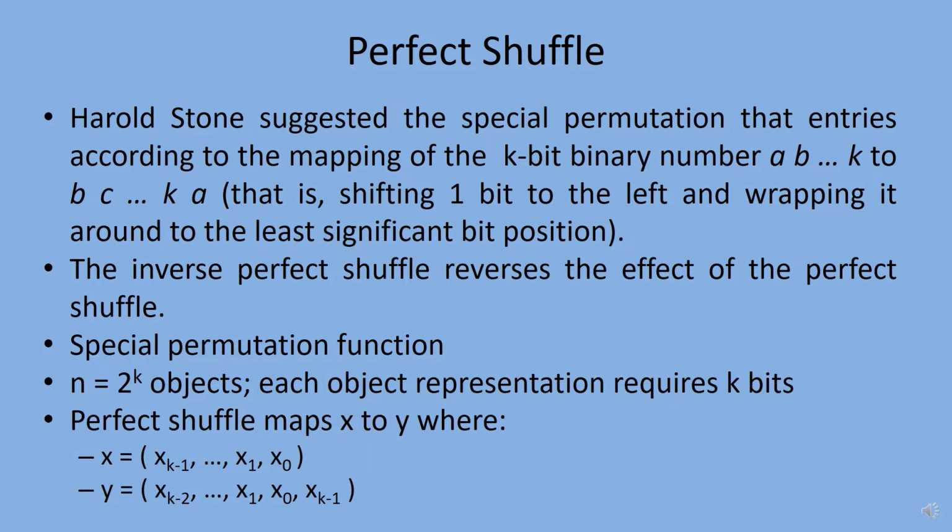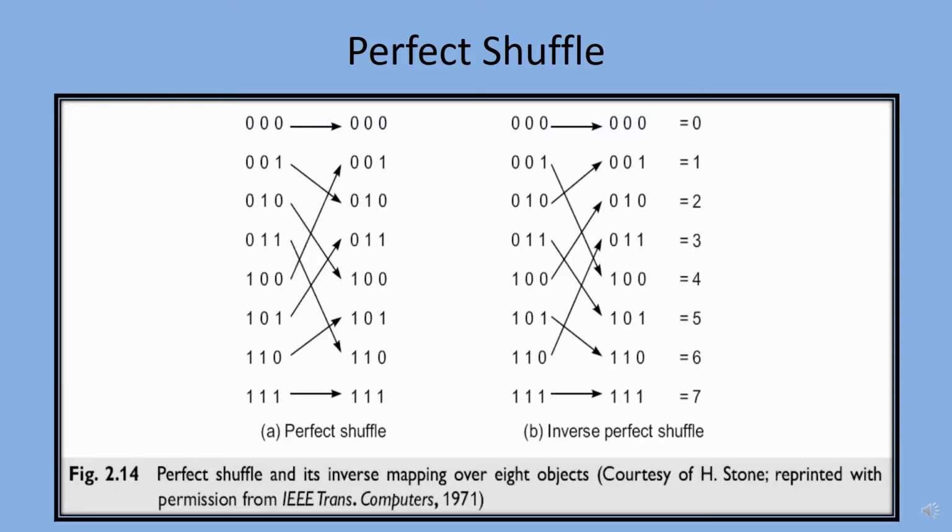The special permutation function can be mapped x to y, which is indicated in the example where x is represented by x_{k-1} up to x1 x0. So the moment it gets left shifted, x_{k-2} will be placed in the MSB position and x_{k-1} gets shifted to the least significant bit. That is indicated with the character y.